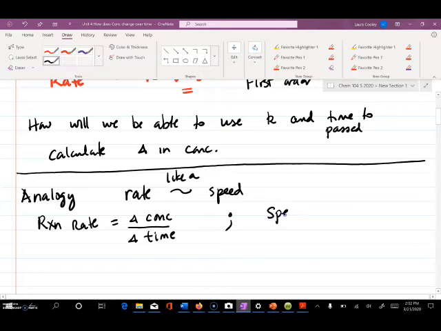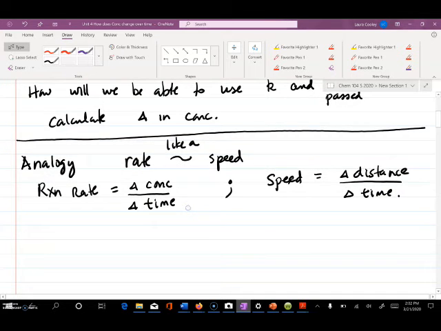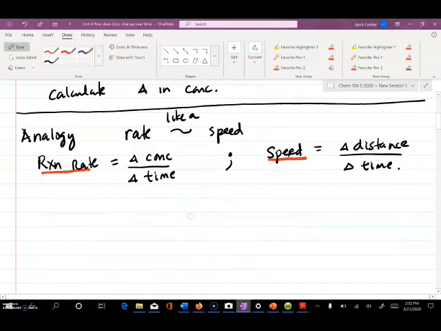If we're talking about speed, like the speed that a car is moving or the speed that you're walking, that's like this change in distance over the change in time. So reaction rate and speed are both changes in something over the change in time.